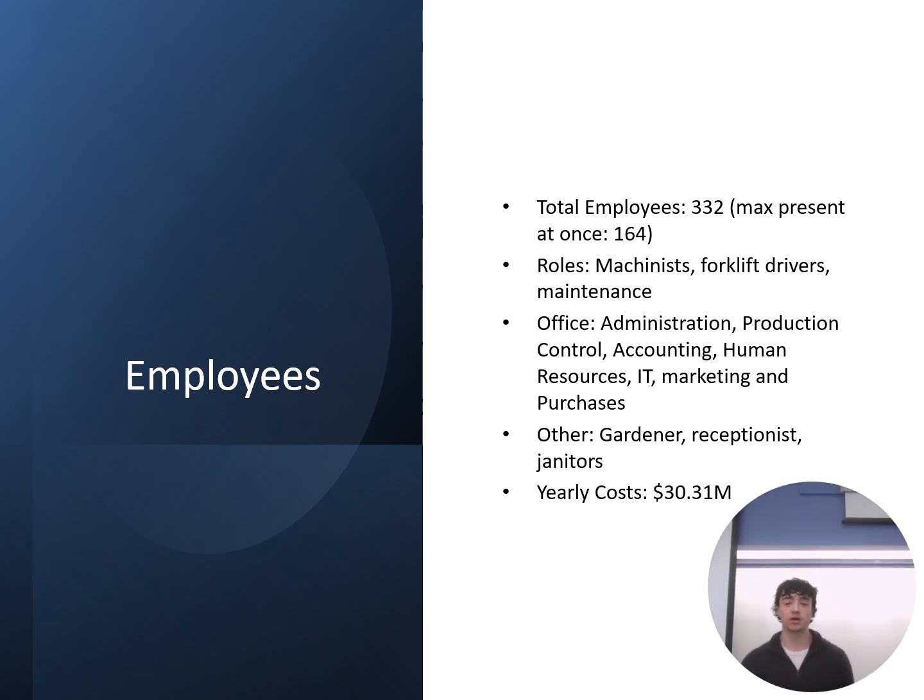For the employee breakdown, we have a total employee count of 332. The most that you have at once is during the day shift, which is 164. There's many roles on the production floor, which is machinists and forklift drivers and maintenance. In the office, you're going to have administration, production control, accounting, human resource, IT, marketing, and purchases. There are others also, such as gardeners, receptionists, and janitors. And it is our biggest cost with a yearly cost of $30.31 million.